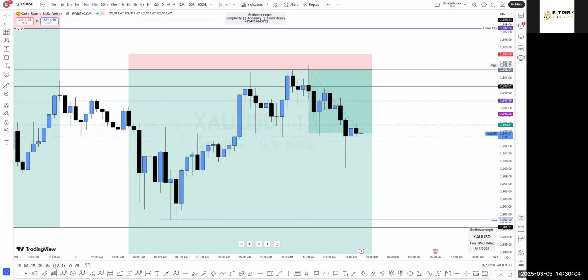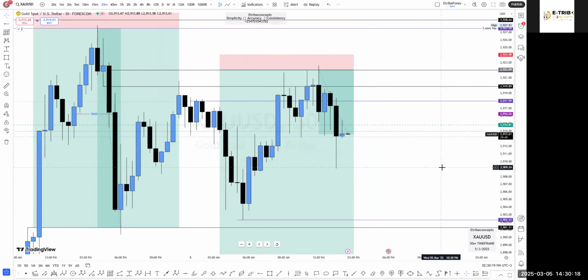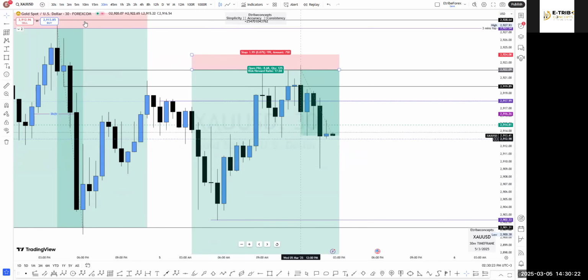Let me see. But I will wait for the New York session. What's the time? I can focus on this area, but we can go further to lower time frames, like 5 minutes, and see what we have. If you look even at 30 minutes, you see this has been consumed because of this weak reaction. So we can go to 5 minutes.